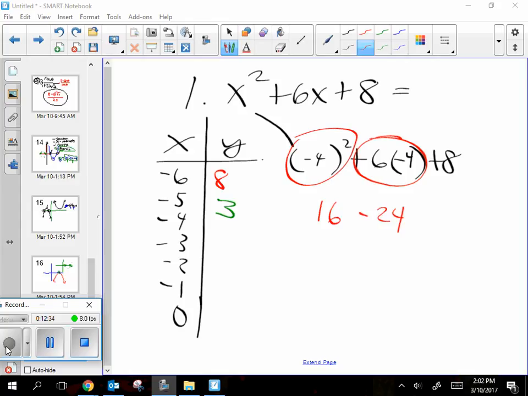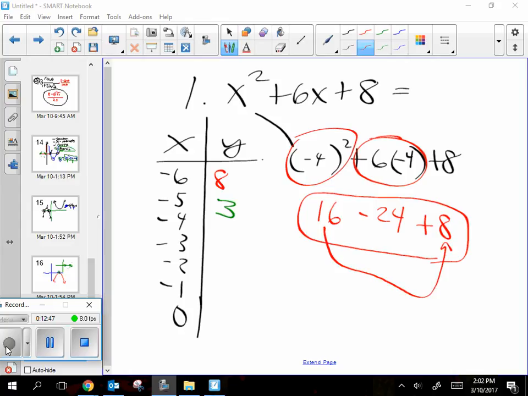-24. Plus 8. Again, calculators are legal in this class, so you could use a calculator to do this, but I bet we can do it without it. If you make the 16 and the 8, that adds up to 24. 24 and -24 makes 0.